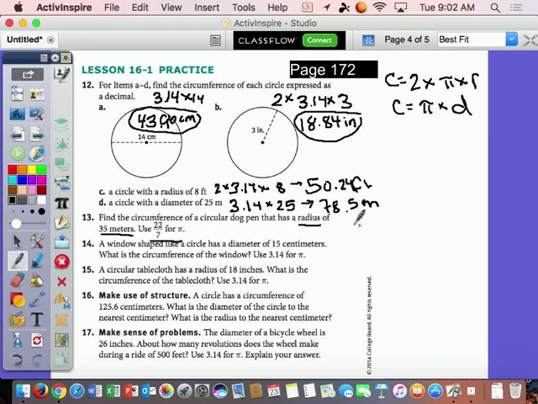First one. So 2 times 22 over 7 times 35. Now, we're going to do 2 times, remember, 22/7, that's using our ABC button in our calculator, times 35. And you should have gotten 220 meters. Okay? All we are doing.